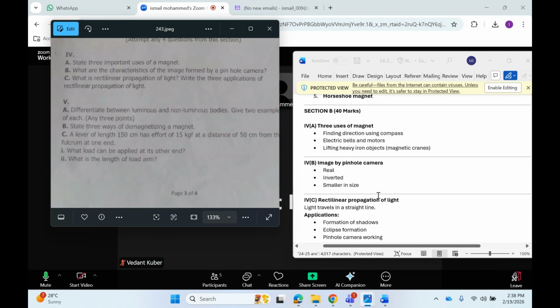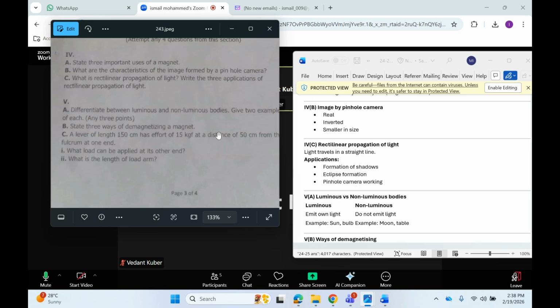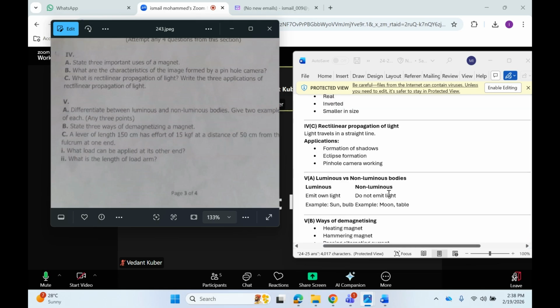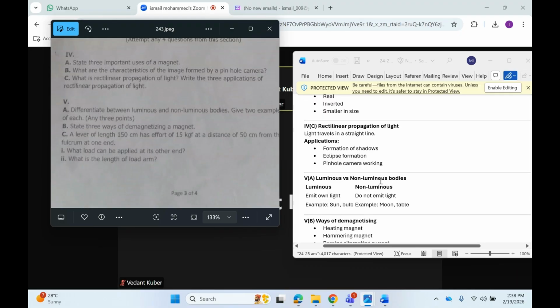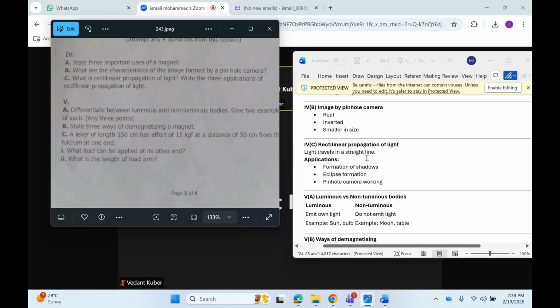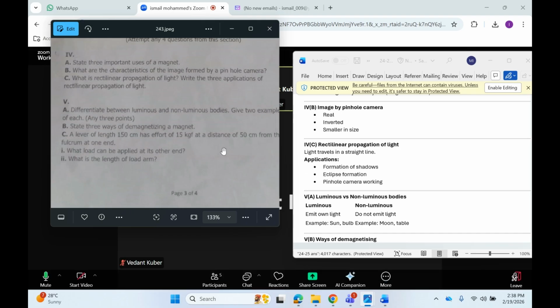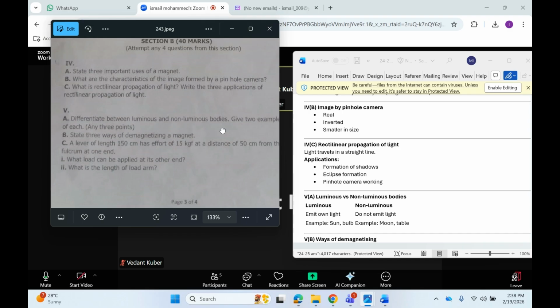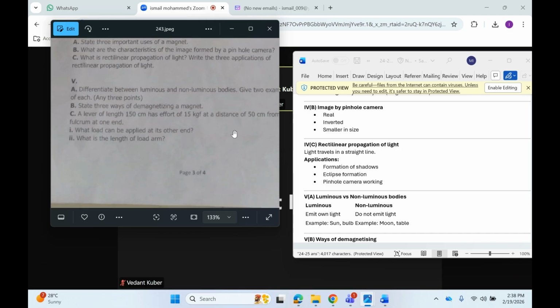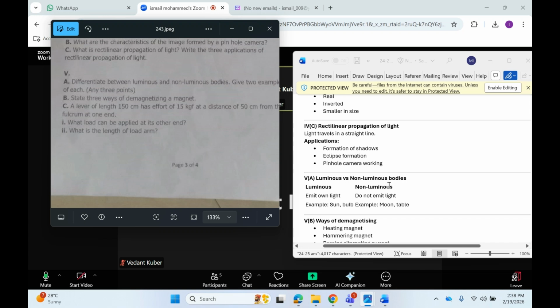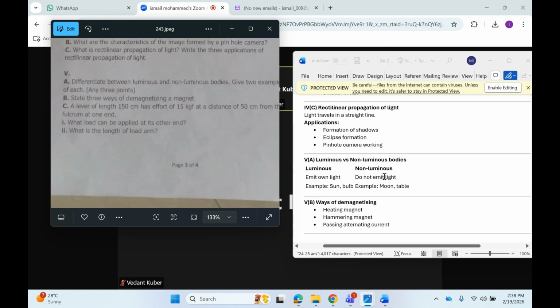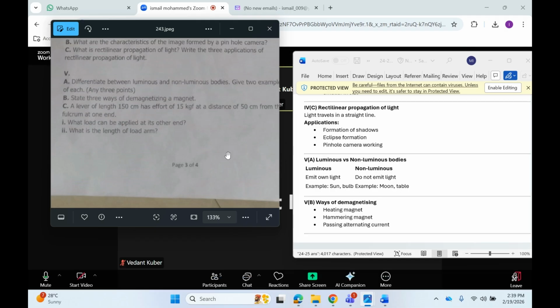What is rectilinear propagation of light? And write three applications of it. Rectilinear propagation of light is nothing but light travels in a straight line. The applications are: it forms shadows, eclipse is formed because of it, and the pinhole camera's working is also based on it. Next one, difference between luminous and non-luminous body. Luminous bodies emit their own light, non-luminous bodies don't. Example of luminous: sun, bulb. Example of non-luminous: moon, table.